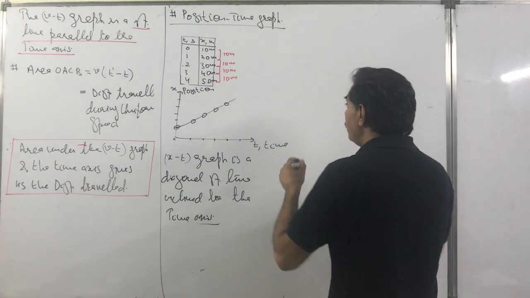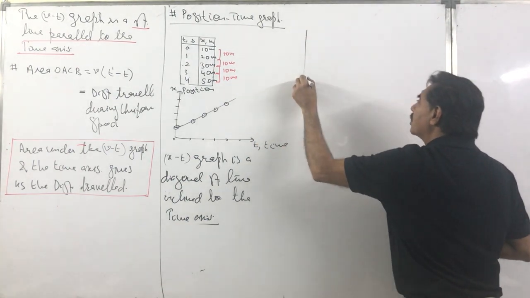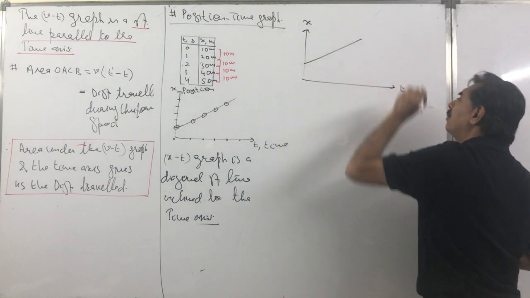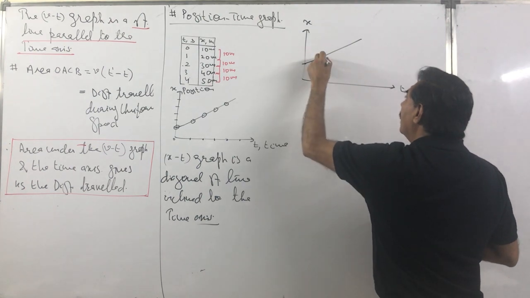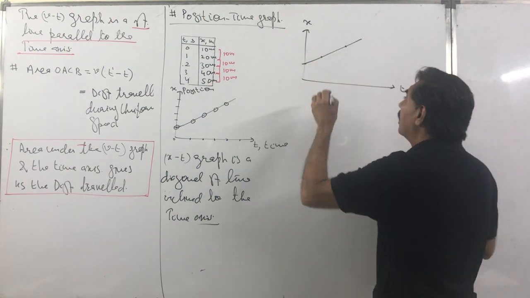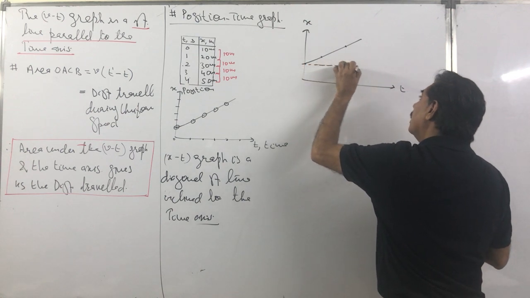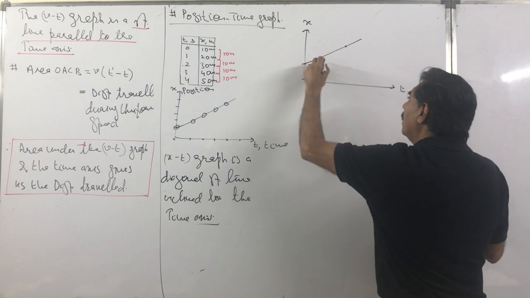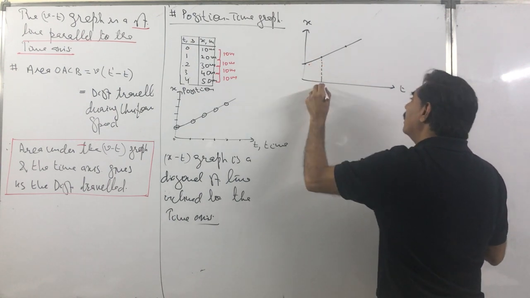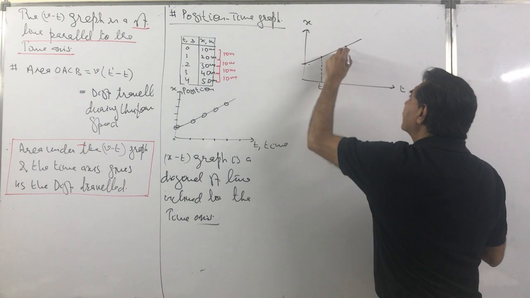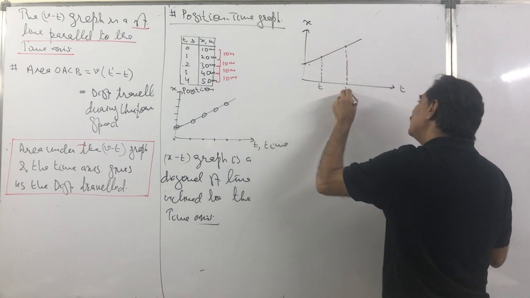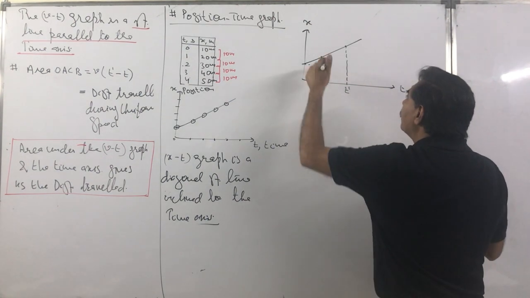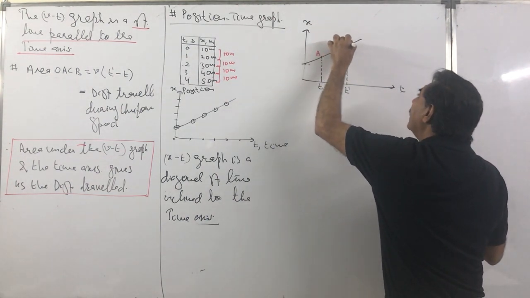Now, let us find the slope of this graph. I'm going to draw another one. X, T. This is the graph. Now, find the slope of this graph. Corresponding to this time t, the position is x, and corresponding to this time t dash, the position is x dash. You just find the slope of this graph between these 2 points, A and B.